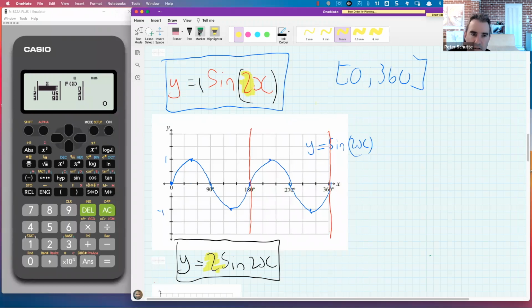Let's see what the calculator says here. The calculator says 0, 0 is fine. Then 45, I'm at 2. And then at 90, I'm back at 0. Put a 2 there. Oh, I think I know what's going on here. I think that's going to be there. That's going to be there. Oh, no, I can do better than that.